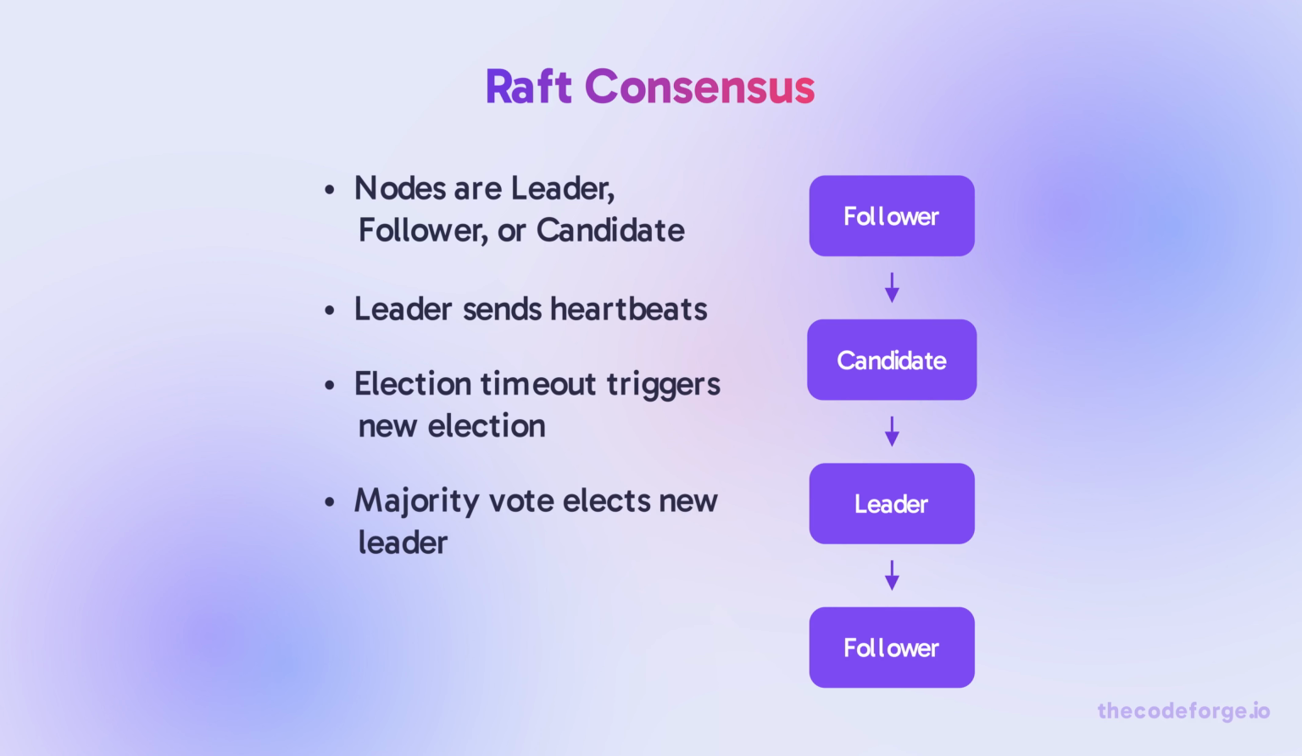Raft is a modern consensus algorithm. Nodes are in 3 states: leader, follower, or candidate. Leaders send heartbeats. If followers don't hear from the leader within an election timeout, they become candidates and start a new election. The candidate that gets votes from a majority becomes the new leader.